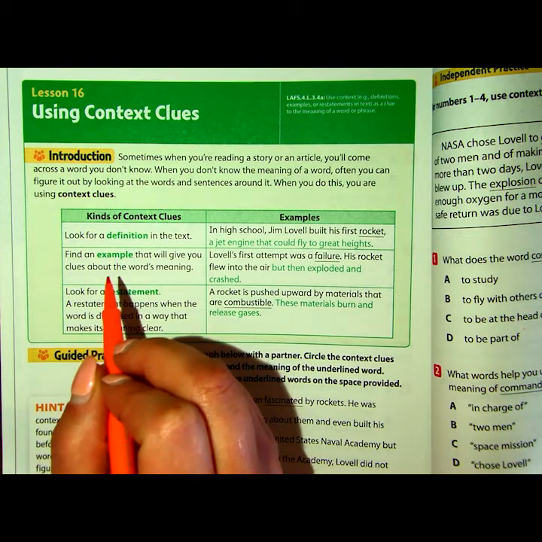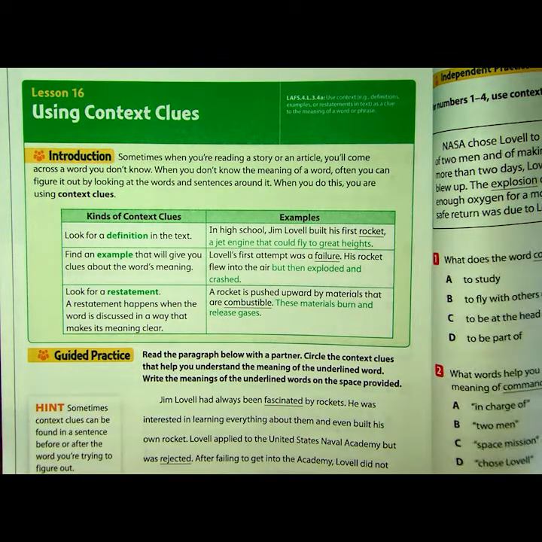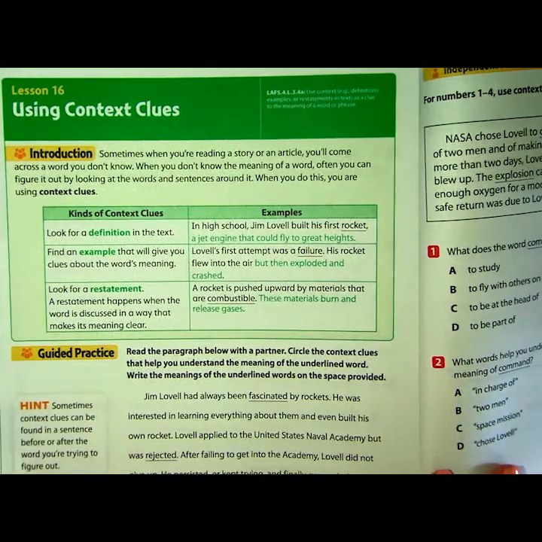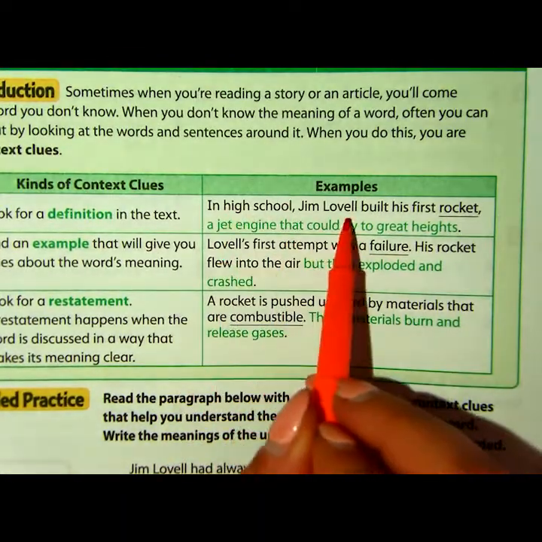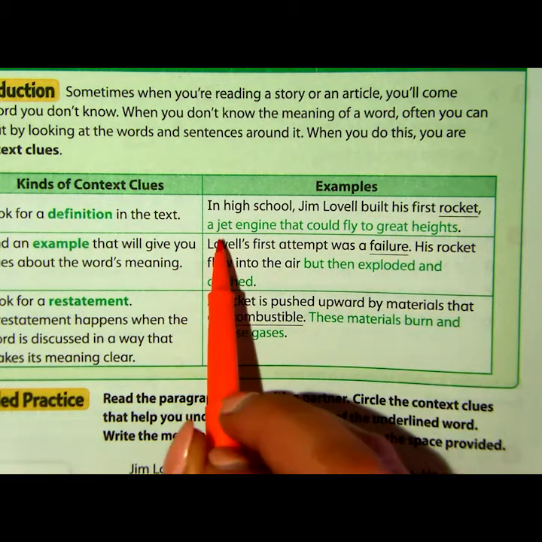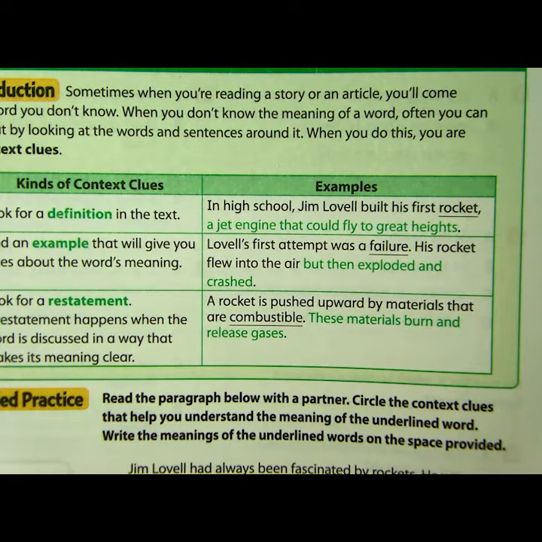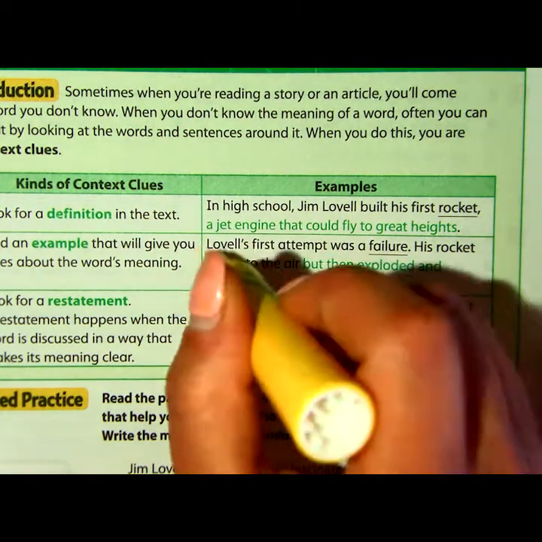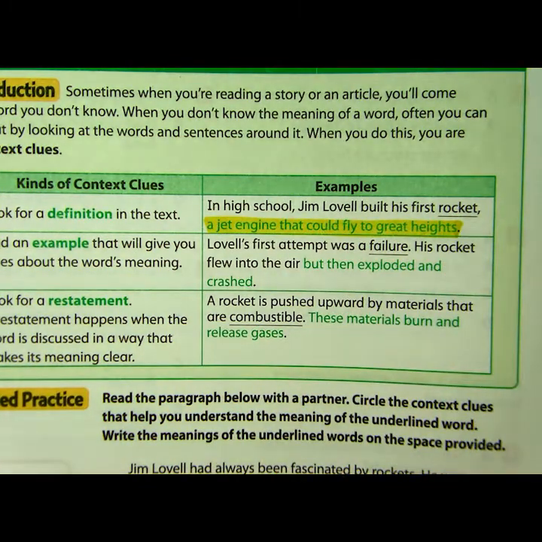So sometimes when they give you an unfamiliar word, they might actually go on and just define it right there in the same or next sentence. Let's take a look at an example of this. In high school, Jim Lovell built his first rocket, a jet engine that could fly to great heights. Well, if you didn't know the meaning of the word rocket, take a look. They went on to give you the definition. It is a jet engine that could fly to great heights.